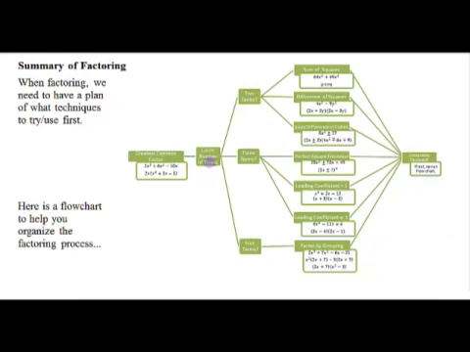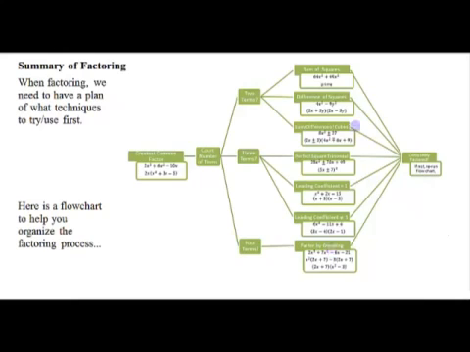If we counted the number of terms and we had 3 terms, we would first check to see if we have a perfect square trinomial. If not, we check to see is the leading coefficient 1. If the leading coefficient is not 1, we do reverse FOIL. Let's say we counted the number of terms and we got 4 terms. Then we would factor by grouping.